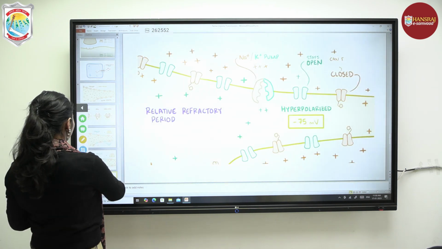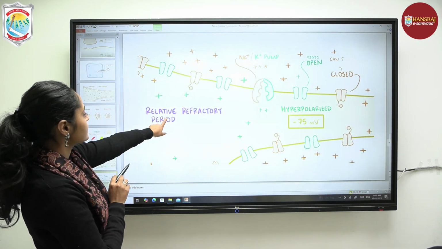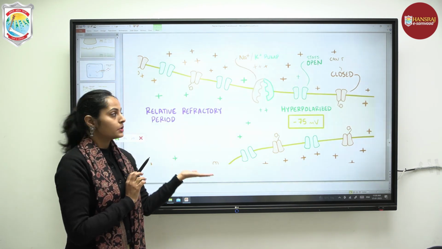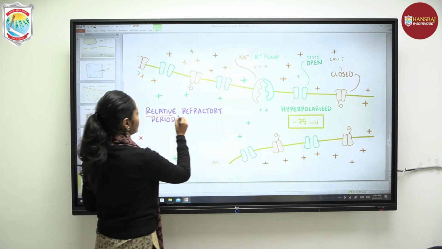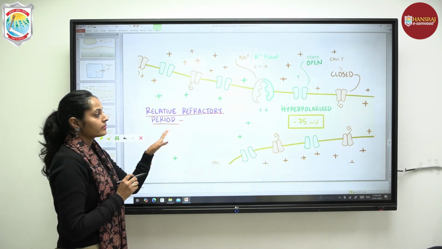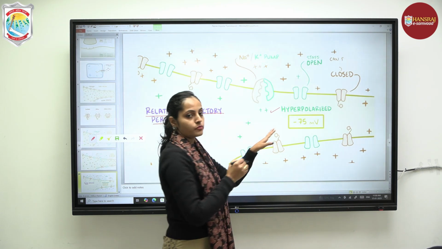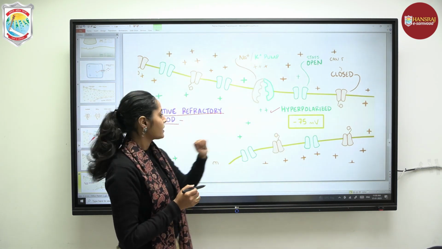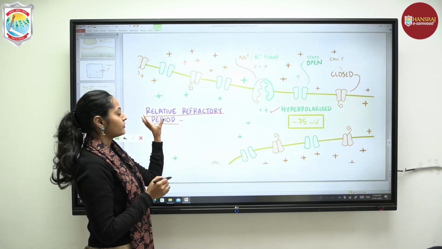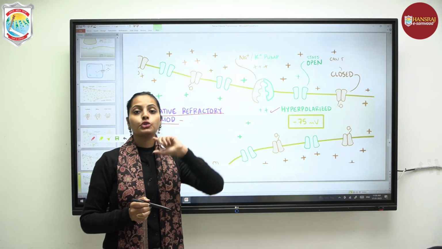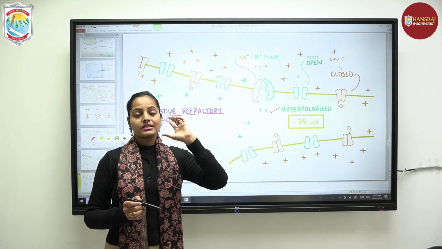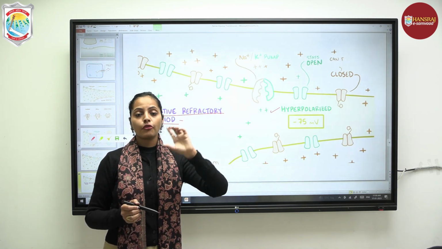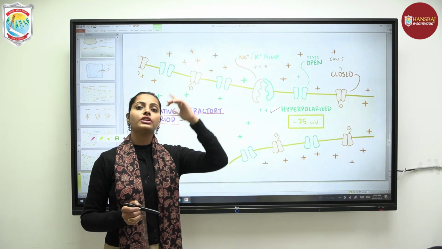Okay, another important point is what is relative refractory period, and there is one more term which is known as absolute refractory period. So let's talk about relative refractory period first. When the membrane is hyperpolarized, which means the inside is even more negative than the resting membrane potential, we say that the membrane is in relative refractory period, which means it will take a higher than usual stimulus for it to get activated, for it to get stimulated, or for it to fire, or for it to reach action potential.